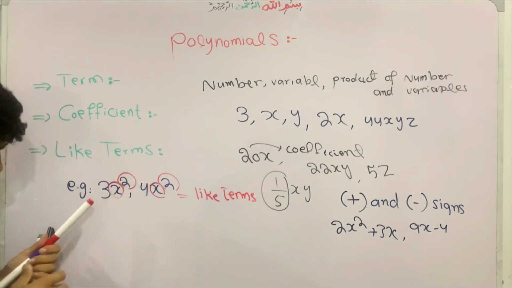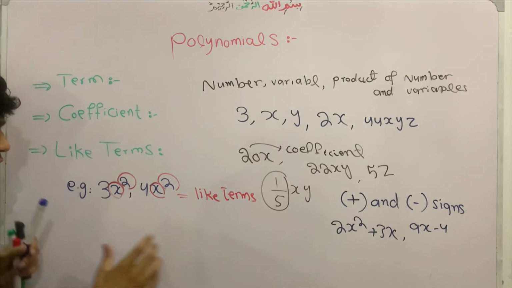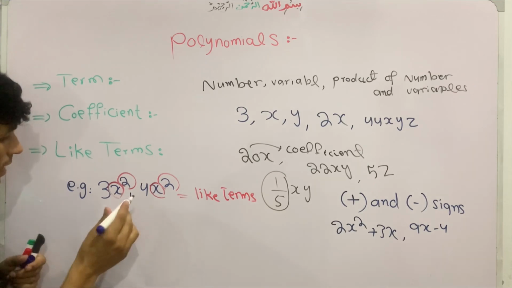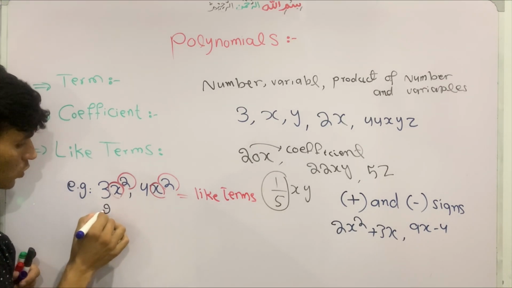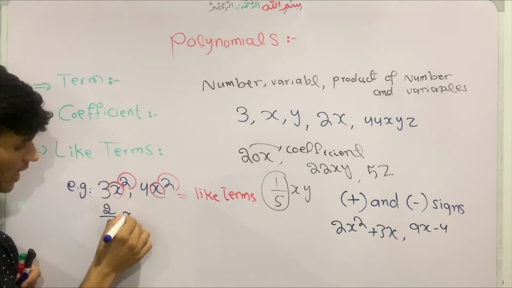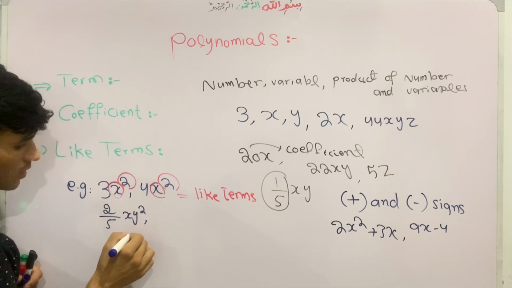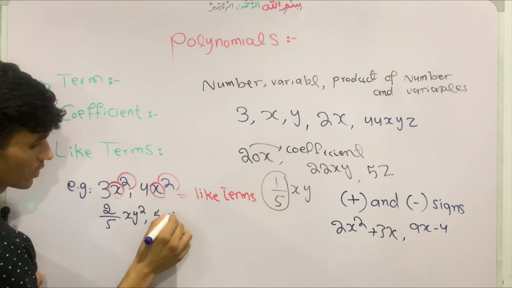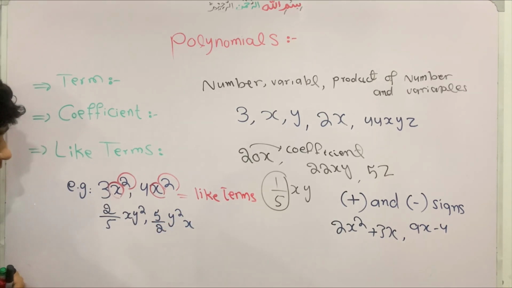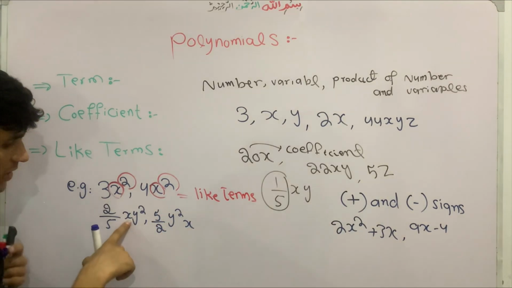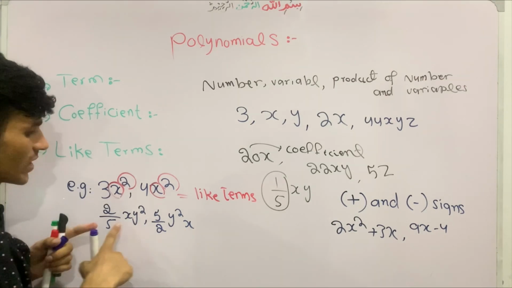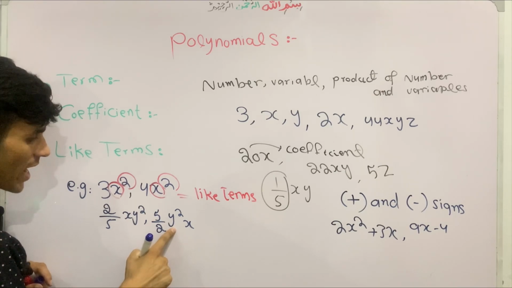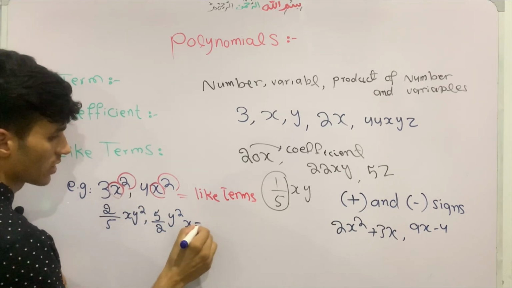Okay? Let me show you the next example. Don't care about the coefficient. The coefficient could be different, okay? 2 over 5 xy squared and 5 over 2 y squared x. Look at here. There is x, there is x. The places are different. Don't worry about it. Here is our y, and the powers are the same. So these are like terms.